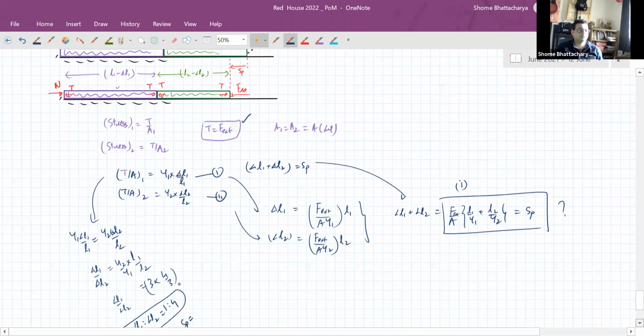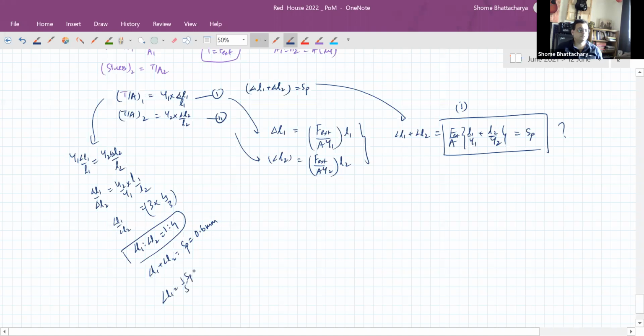So delta L1 will be 1/5 of this, so 0.12 millimeters, and delta L2, the individual compressions of the rods, will come out to be like this. And from this, you can see that the external force will become area of cross section into the displacement of the point P divided by this L1 by Y1 plus L2 by Y2.